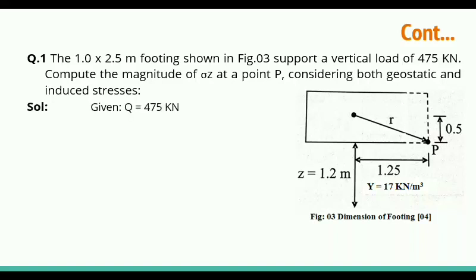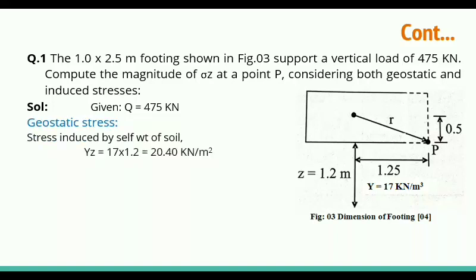We simply add the total weight of whatever soil is lying above that point. So we can calculate the total stress, that is the density of soil into the height of the soil layer. Here the density is given as 17 and the height is given as 1.2. So the total stress is gamma into z, 17 into 1.2, so we get 20.40 kilonewton per meter square.